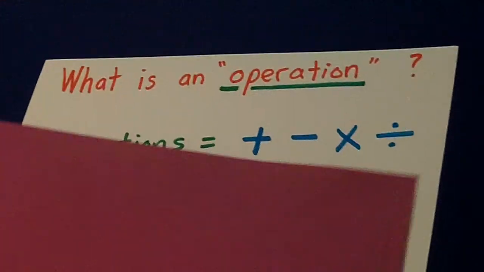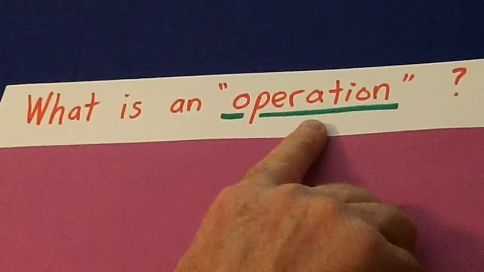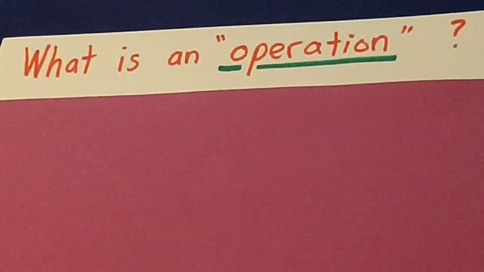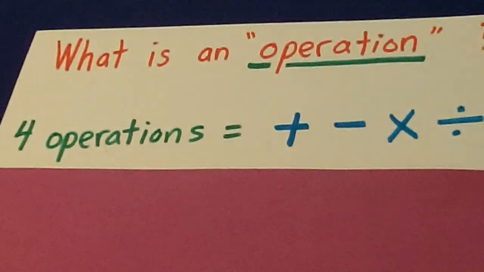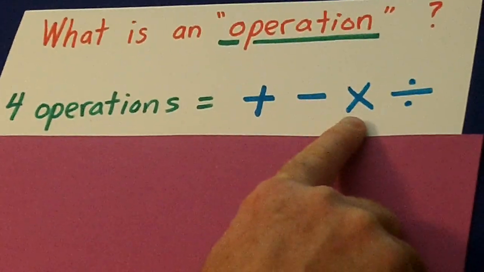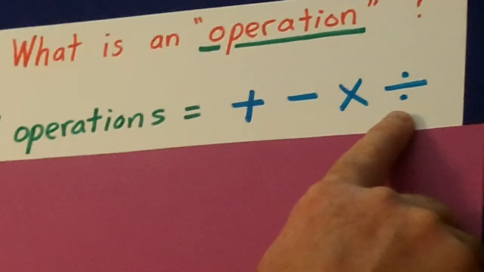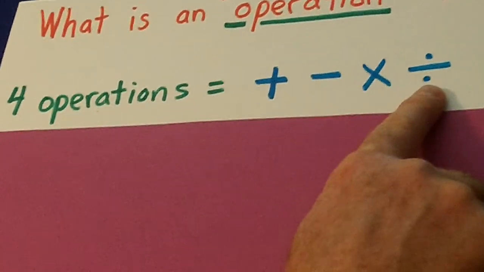Okay. We're also going to come up with, or this word's going to be mentioned a lot, operation. Okay? Some of us say, well, what is an operation? You know, we think of doctors and surgery, but in math, the operations are really the signs that tell us what to do. Addition, subtraction, multiplication, and division. Those are the 4 operation signs.